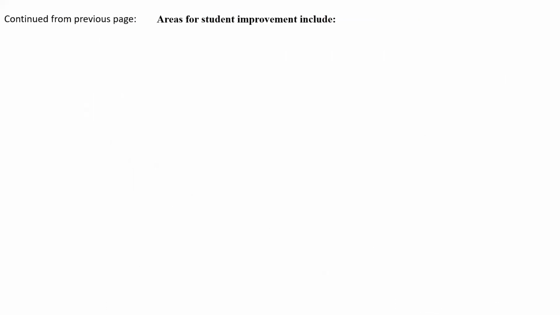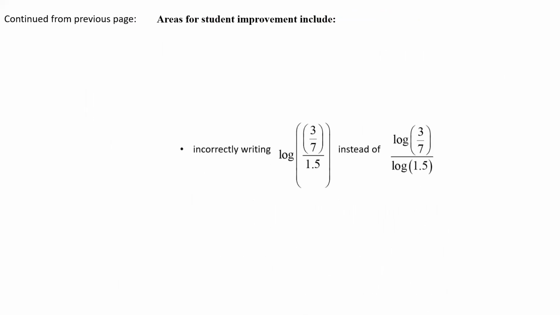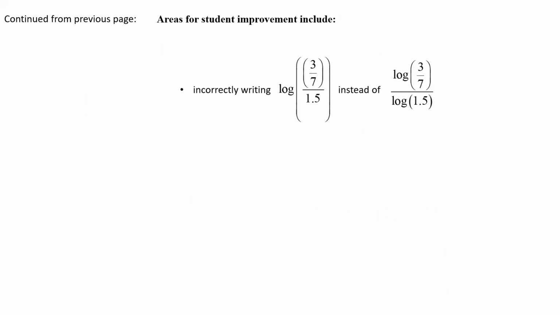Some more areas of improvement. Some of the students were incorrectly writing that in the process of their solution. They were just doing one logarithm instead of having the logarithm split up into the log 3/7 over log 1.5. And then the other issue that some of the students were having was treating the log 1.5 as a natural logarithm, so that the log 1.5 turned into an ln in some of the calculations.